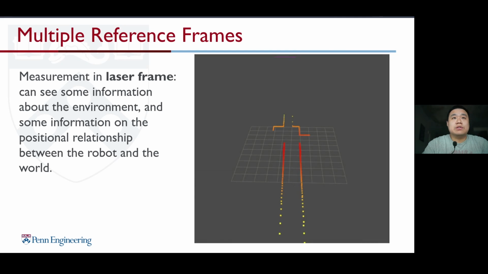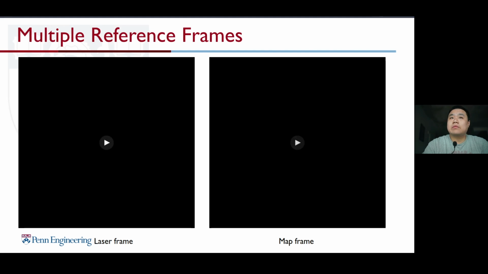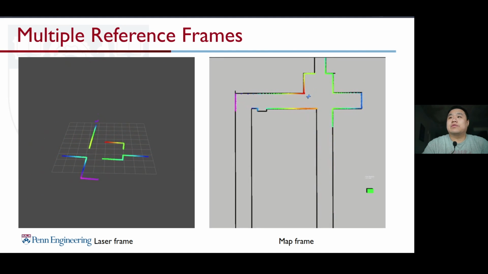In this case, you can see some information about the environment and some information on the positional relationship between the robot and the world, but it is not absolute. Since you're keeping the robot frame static, you see the world rotate around us. But if you put everything in the map frame, the range measurement now makes sense. The observation matches up with the environment, and we can infer where the robot is. For example, it's making a left turn here. Putting the two together, you can see the difference between the two frames and what they look like.